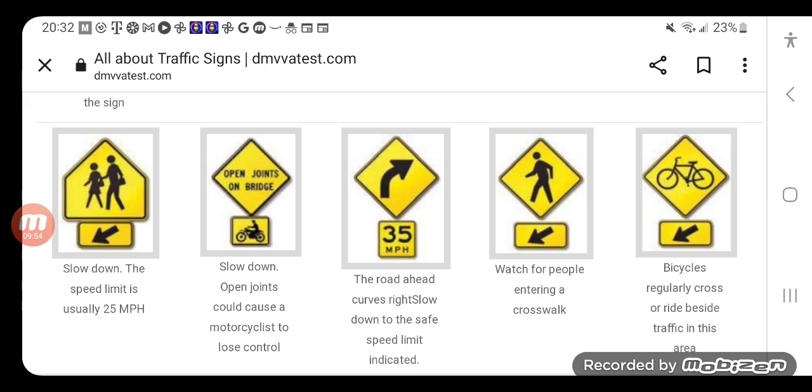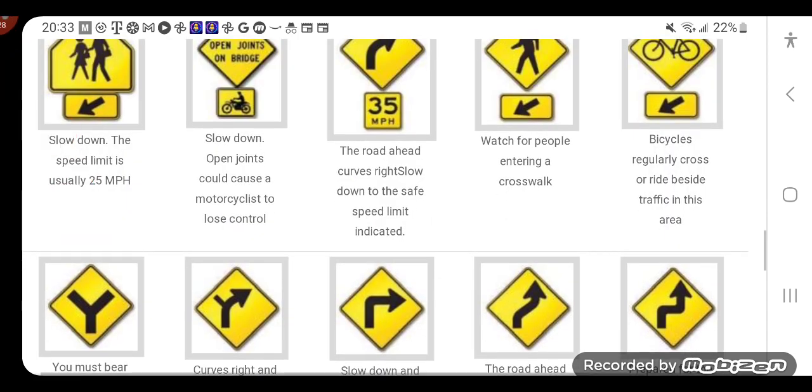Here is another pedestrian sign, and that you have to watch for people entering in a crosswalk. Okay? And again, pedestrians and people always have the right of way, so you have to pay attention to that. This is another sign that says that bicycles are entering in a crosswalk as well, or crossing the street, or riding side by side with you. There is a bicycle lane, so you have to pay attention to these signs and pay attention to your surroundings.